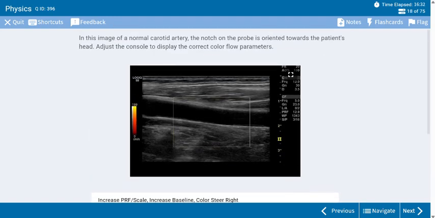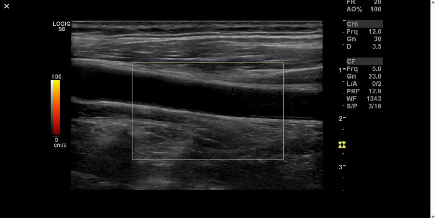So last one, in this image of a normal carotid artery, the notch on the probe is oriented towards the patient's head. Adjust the console to display the correct color flow parameters. Okay, again, we're going to look at this image. First thing we see is a box, and it's not supposed to be a square box. It's supposed to be steered to the right. So that is wrong. Now we can see there's no blue. So we don't need to invert it because the red is not on the bottom. But we need to increase this baseline to the center.